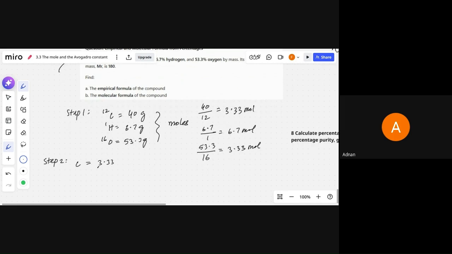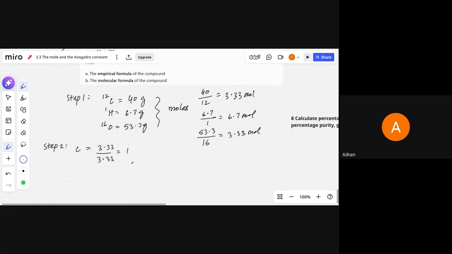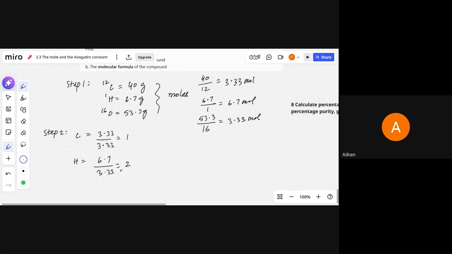So 3.33 divided by 3.33, and this is going to get you 1. And for hydrogen, 6.7 divided by 3.33, this is going to give you 2 because it is almost equal. And now, it will be halved.